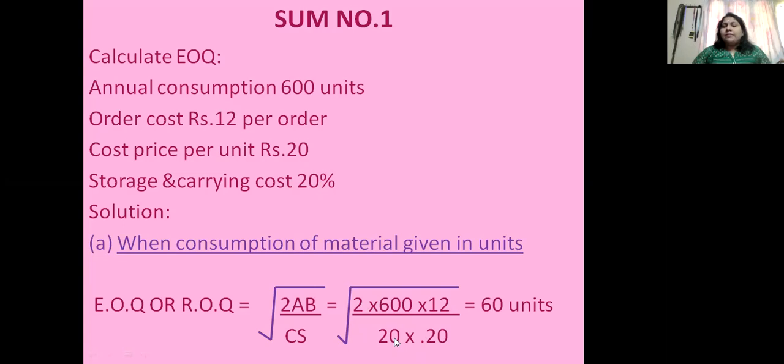So divide that answer, and you will get 3600. So 3600 is inside the root. If you are getting 3600, press the root, then you will get the answer 60 units. I repeat, after simplifying, you will get 3600 inside the root, so press the root sign, then you will get the answer 60 units. This is the way how you can calculate the EOQ when annual consumption is given in units.